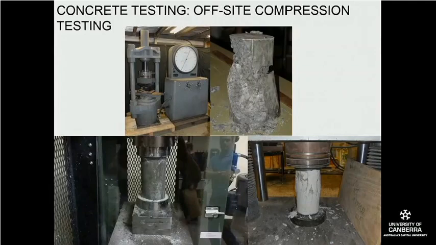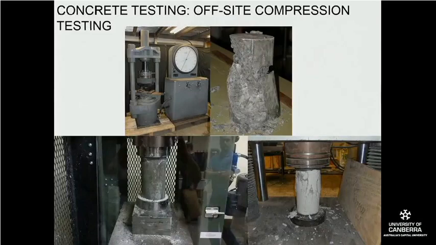The cylinder looks a little like this. You put it inside the machine. The machine applies an amount of force on it, which you can read off this dial here. Once the concrete starts to break, you read off the amount of force being applied, and that's the ultimate strength of the concrete itself.